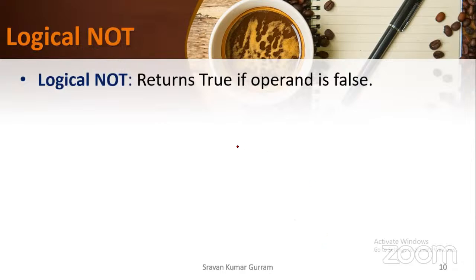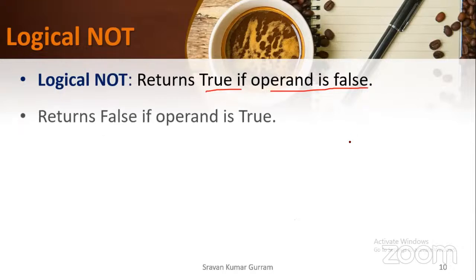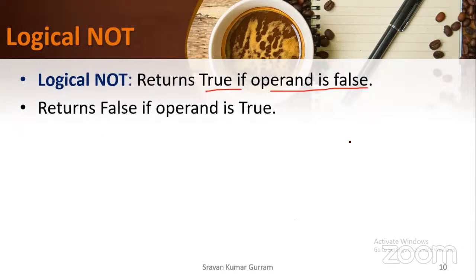The third category is logical not. It returns true if the operand is false. If the operand is false, it returns true. Okay. Reverse.